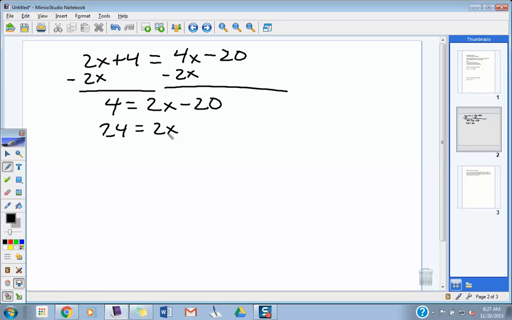All right. So what did we say our solution was here? 12. All right. Guys, here's how I want to start looking at stuff graphically.